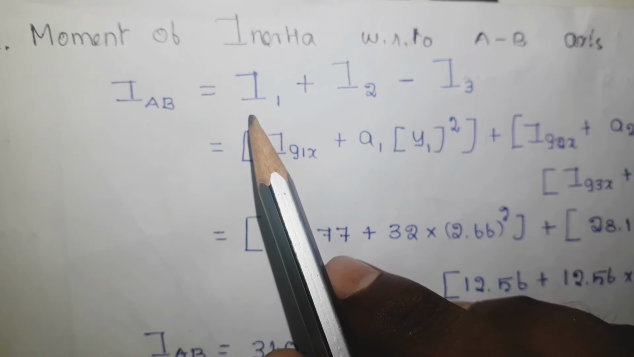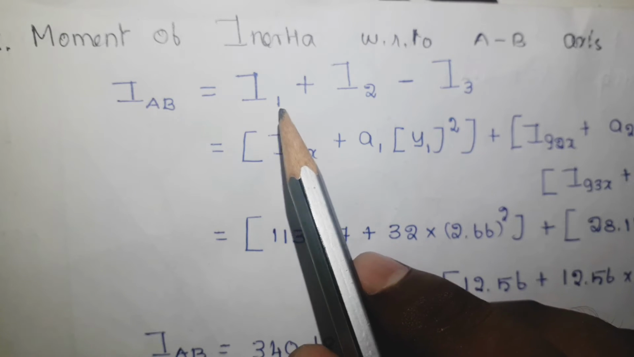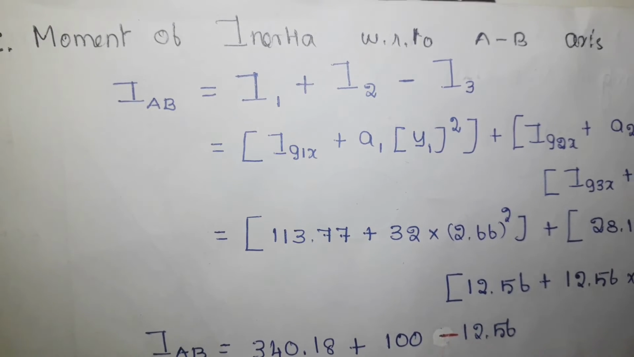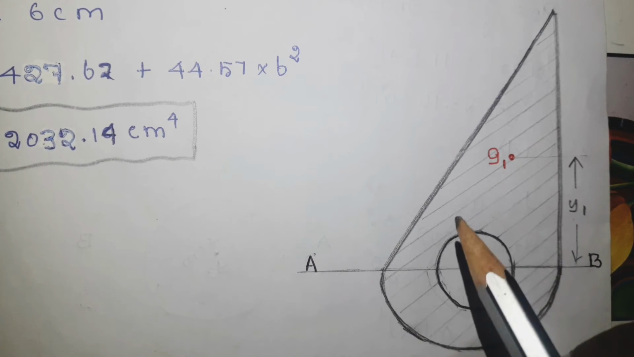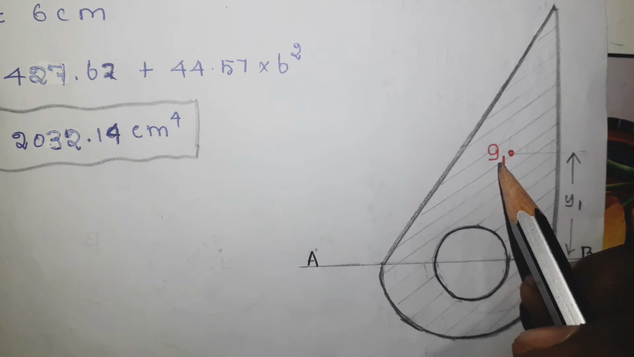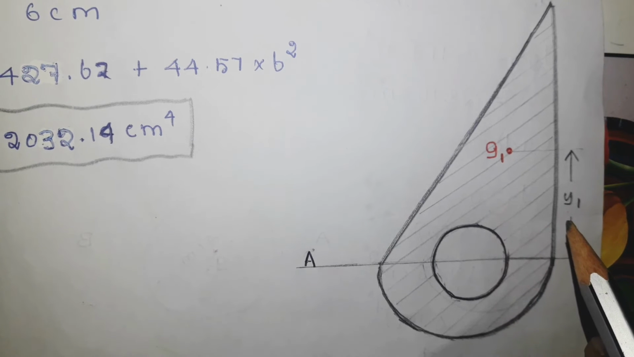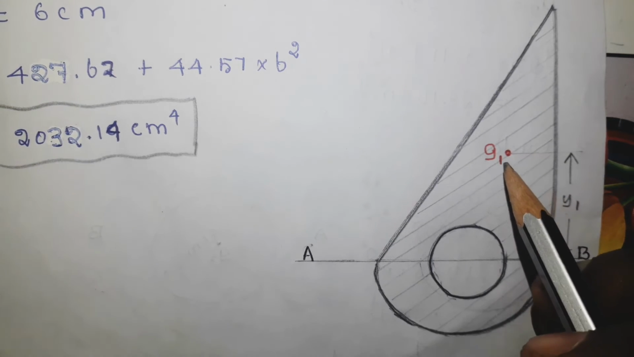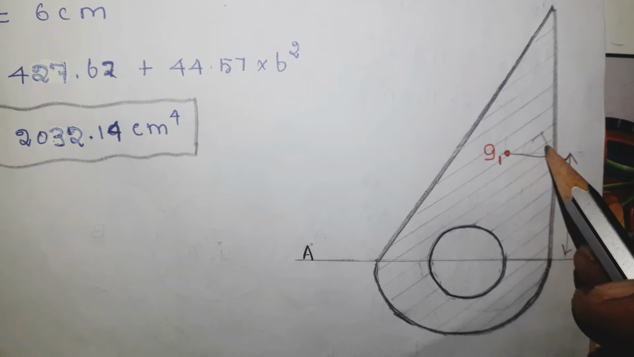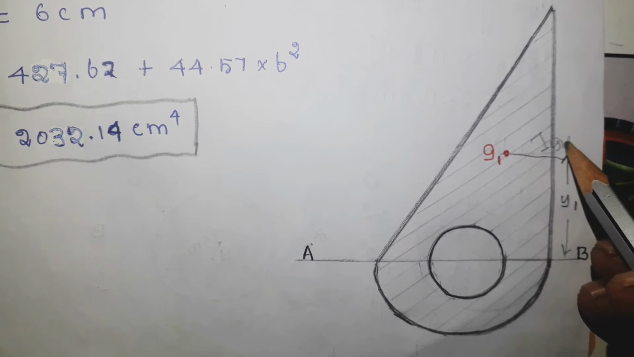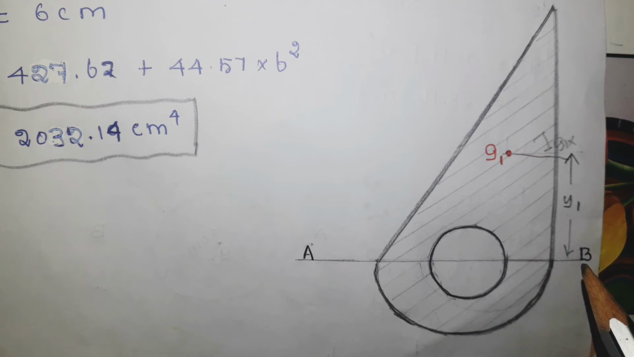Now let us see the moment of inertia with respect to the axis AB for the triangle. Here is the composite section, and this is the position of the centroid for the triangle, which is located from AB by y1. Now we know about the moment of inertia about the axis passing through this G1, which is nothing but IG1x. But I want to know the moment of inertia with respect to the AB axis.